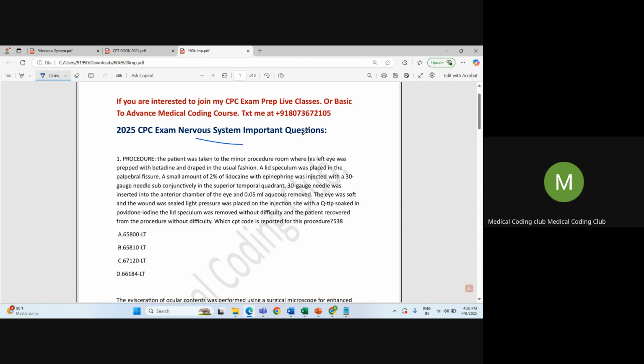The code range is 6000 series for the nervous system. In the nervous system you will again get 6 marks questions. You should know that this section also includes the endocrine system, which gets 1 mark, and apart from that, in the 6000 series you will also see procedures related to the eye and adnexa, and ear-related procedures.